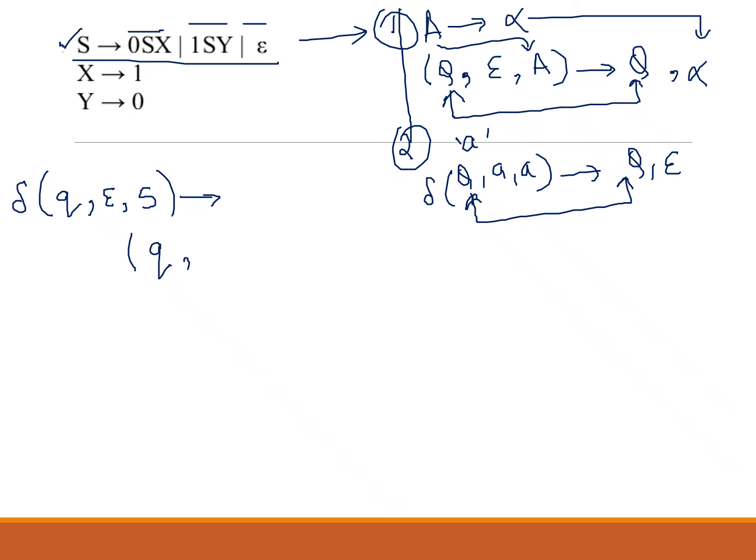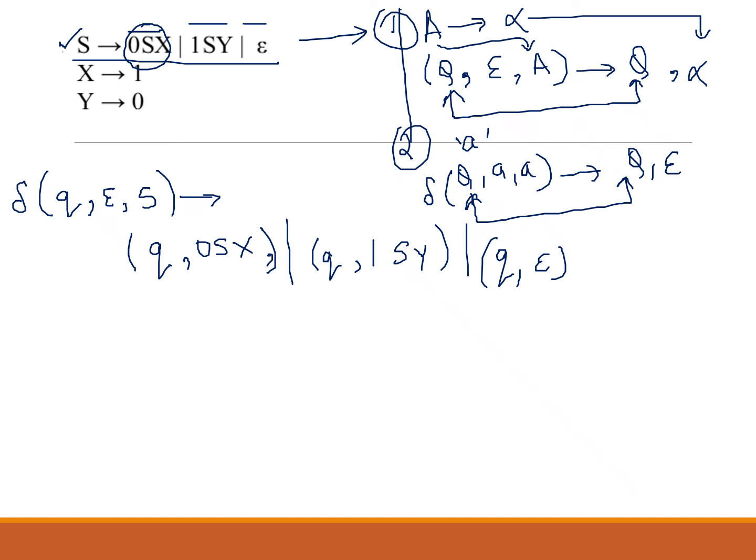So first is Q and alpha is 0 S X. So this is the first transition. The next transition would be Q 1 S Y. The last transition will be Q epsilon. So this is the production in PDA corresponding to this S.